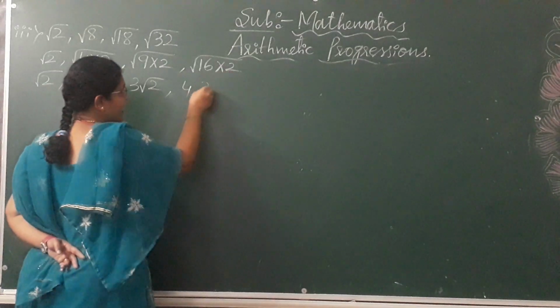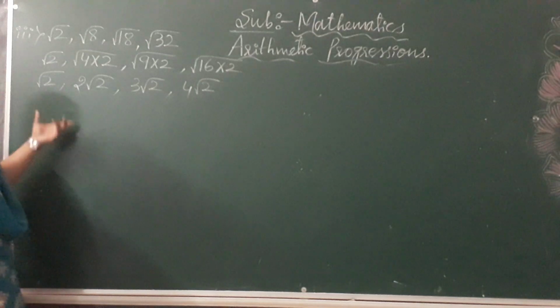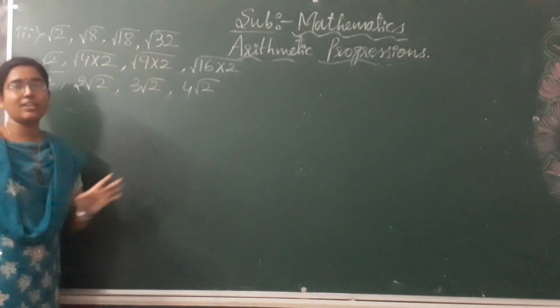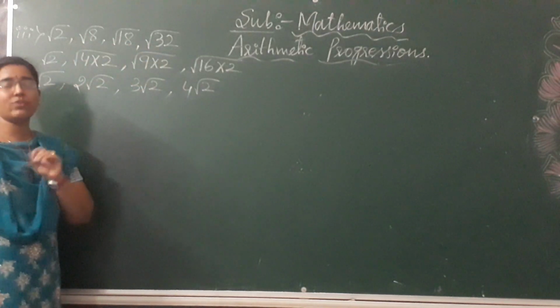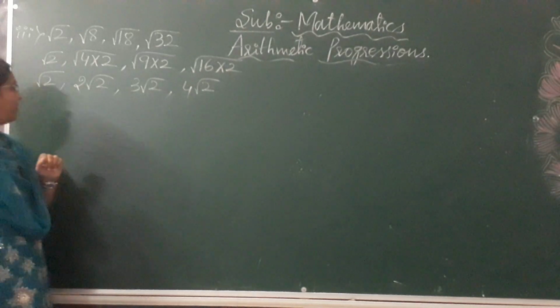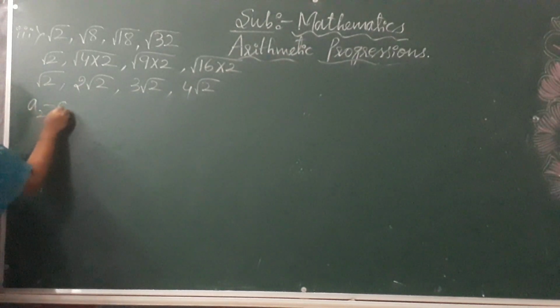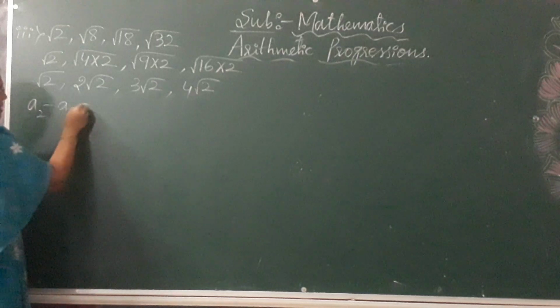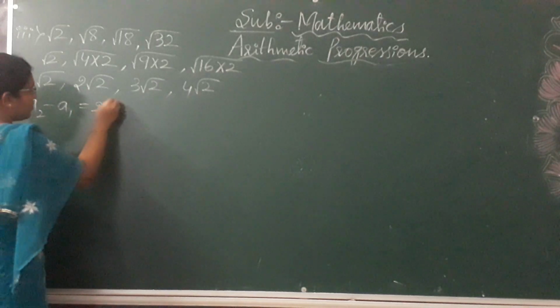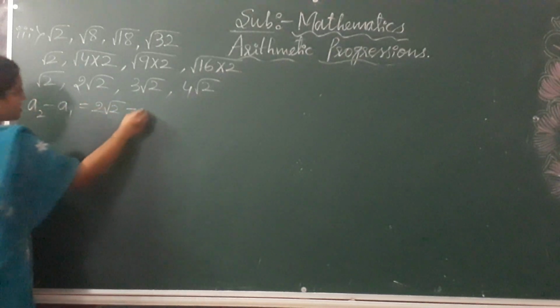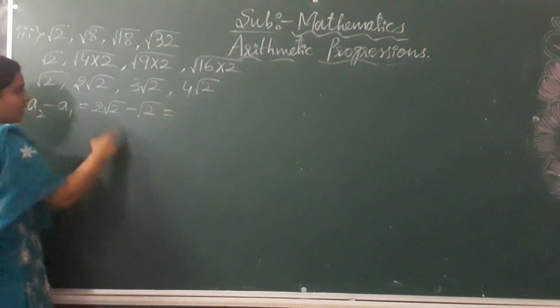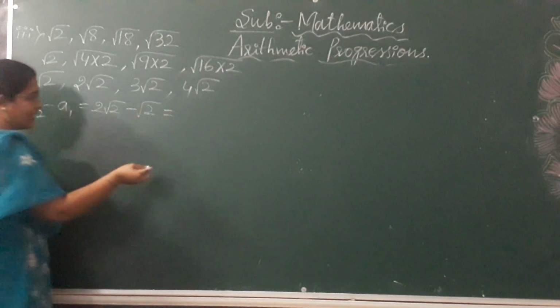And 2 remains inside the root, keep it as it is. Now we have to find whether these numbers are in AP or not. That means we have to find the common difference, that is A2 minus A1. The second term is 2 root 2 minus the first term, root 2. Root 2 is common. Take it out.